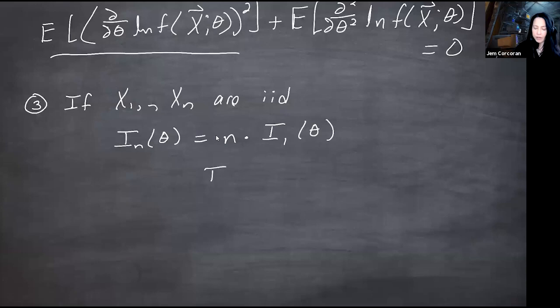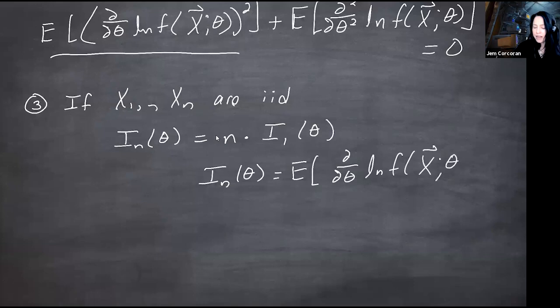So the Fisher information, I don't think I recapped this here, is the expected value of the derivative with respect to theta of the log of f of the vector and theta, and all of that gets squared. And that subscript n is coming from the fact that it's a vector of length n.